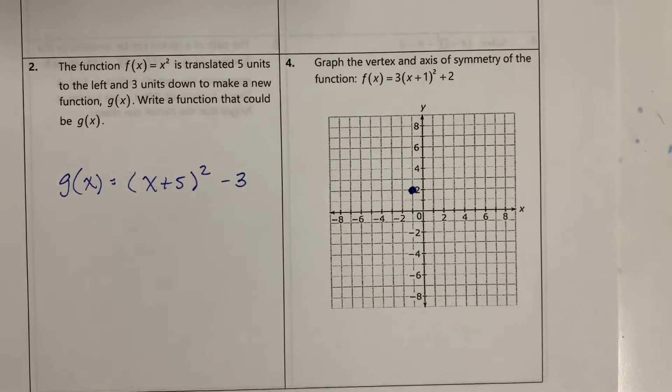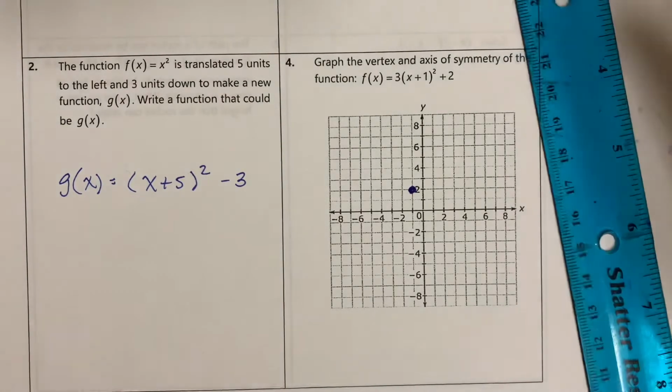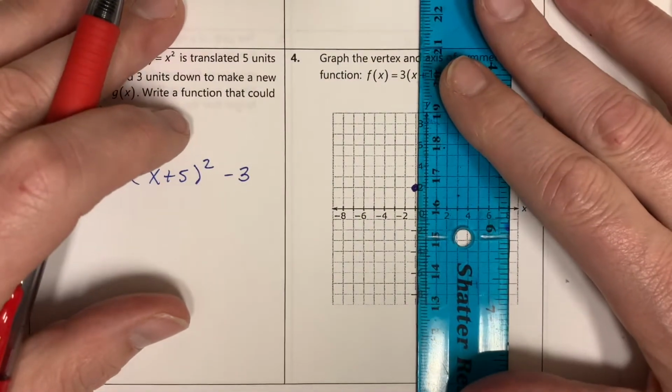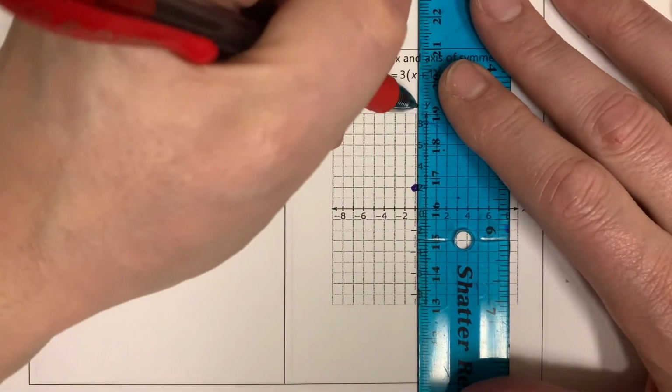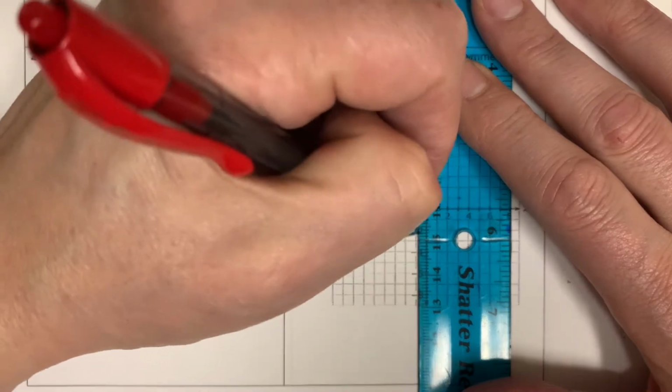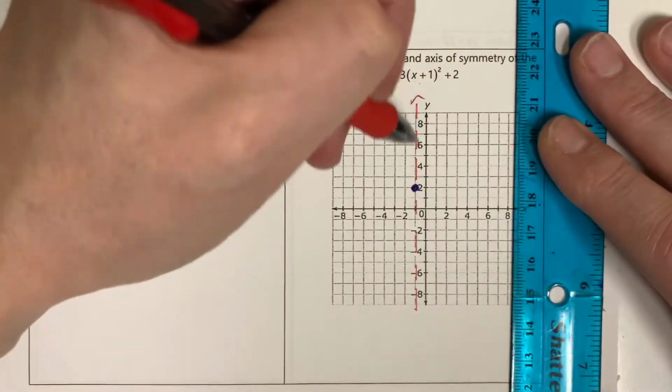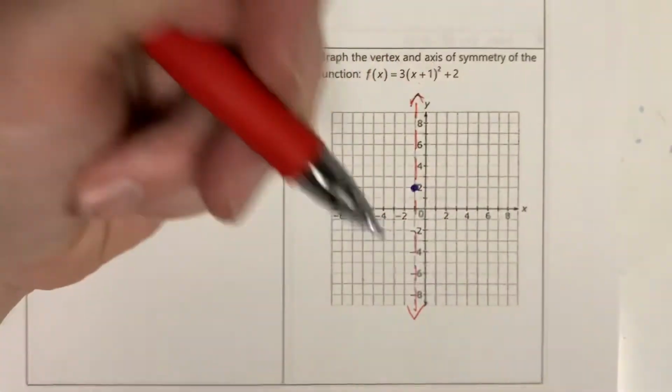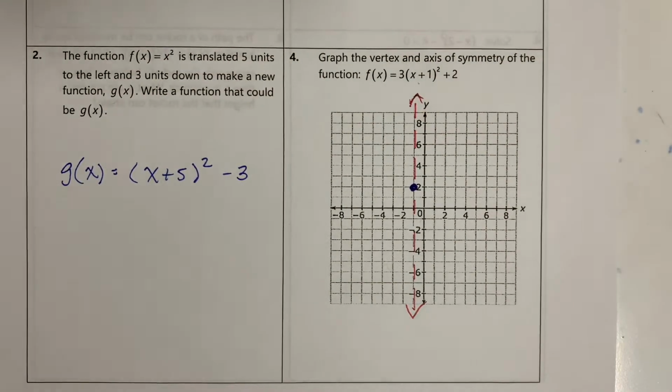The axis of symmetry passes through the vertex. So it's going to be a vertical line, and I'll use red, and it's going to be dashed. And all you have to do is just graph that line. It does not say to graph the function, it just says to graph the vertex and the axis of symmetry. So that's all you have to do on this one. Pretty easy.